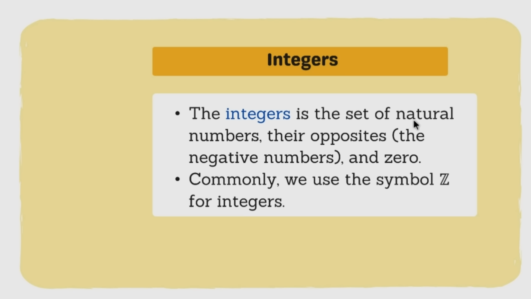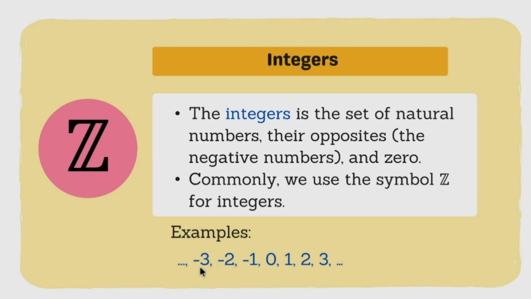The integers is the set of natural numbers, their opposites, the negative numbers, and 0. Okay, kasama na po dito yung whole number, and then kasama na rin po yung mga negative numbers. Commonly, we use the symbol Z for integers. Double struck letter Z, ganyan po ang symbol ng ating integer. Examples, we have here negative 3, negative 2, negative 1, 0, 1, 2, 3, and so on and so forth.